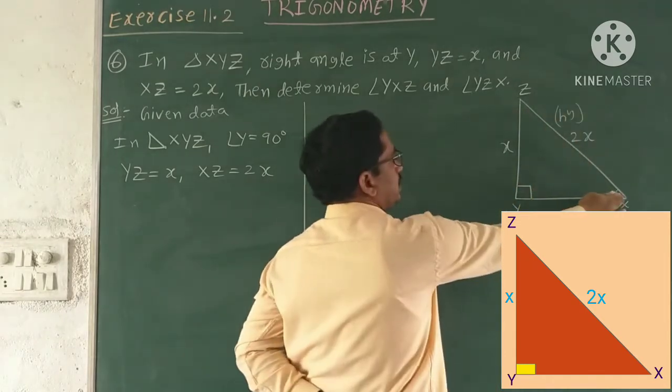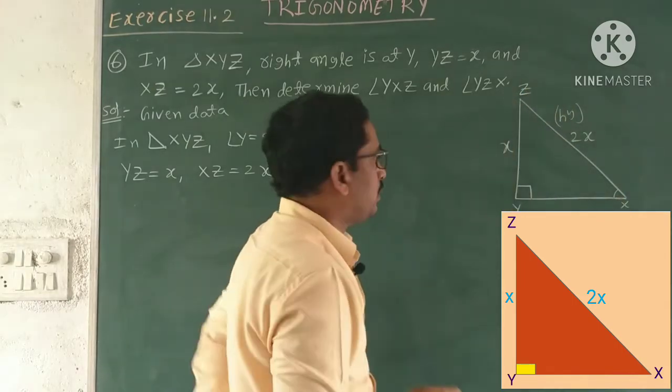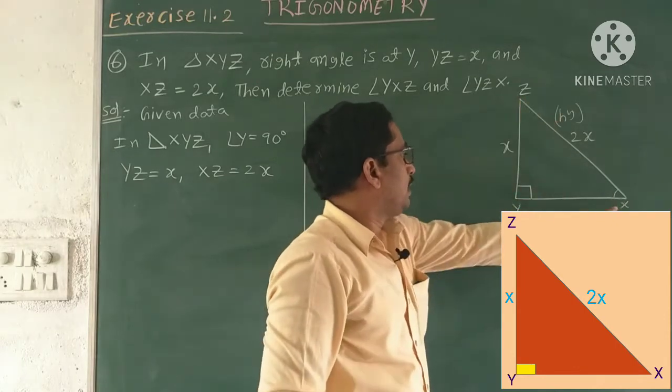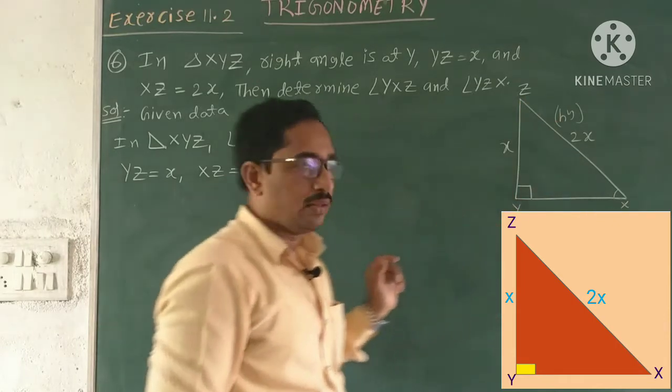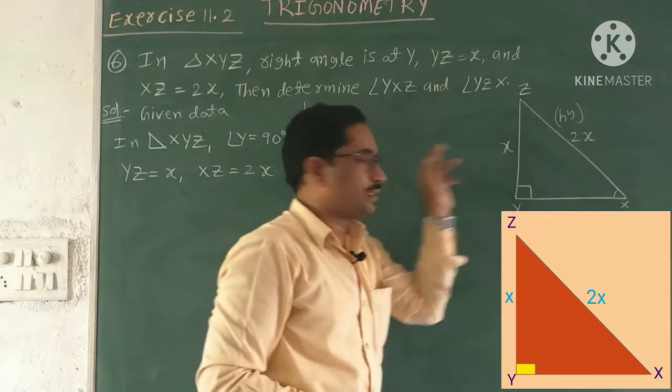The hypotenuse is the same whether we take it with reference to angle X or angle Z. With reference to angle X, the opposite side is YZ and the adjacent side is XY. We need to calculate the angle at X with the help of the two given measurements.